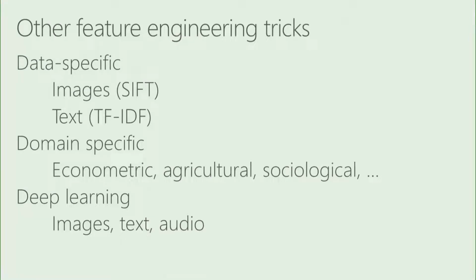Now there are lots of other feature engineering tricks. Some are specific to the type of data that you use. There are a lot that are specific to images. Some are specific to text as well. And then there are others that are specific to the domain you're working in. Whether you're in economics or agriculture or sociology, there are relationships that people have observed or hypothesized for a long time that seem to hold up. That domain knowledge gives you a lot of built-in clues about how to combine your data to get something that's predictive, that's useful.